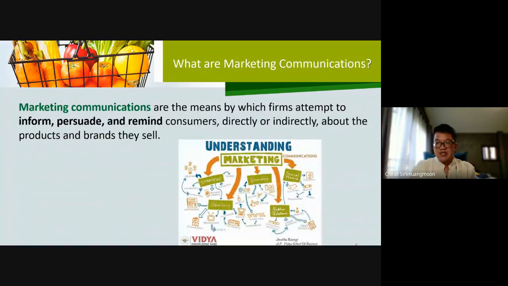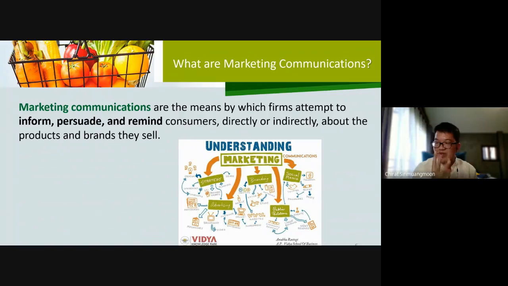Then we talk about definition, we talk about importance. How about communication? Like we just talked, promotion is to inform and persuade. But how are you going to do that? You're going to use the communication process. So marketing communications are the means, the ways that a company tries to inform, persuade, and remind the consumers, in a direct or indirect way, about the products or brand that they sell.